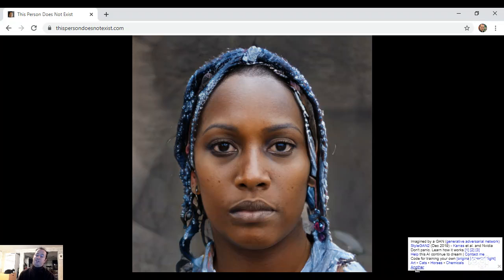Look at this person. Look at all of that blue slime on her hair. She looks like an alien with all of these. These things look like octopus arms.